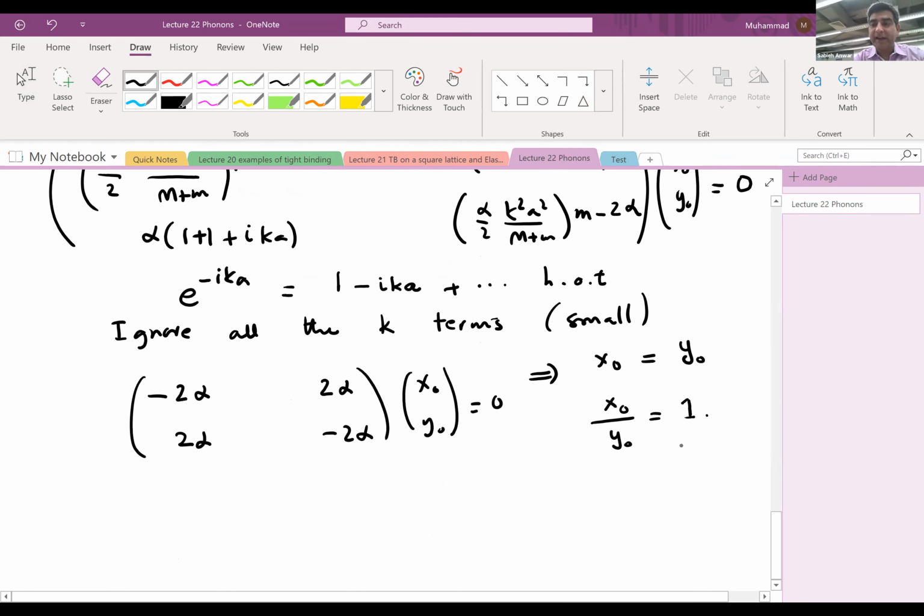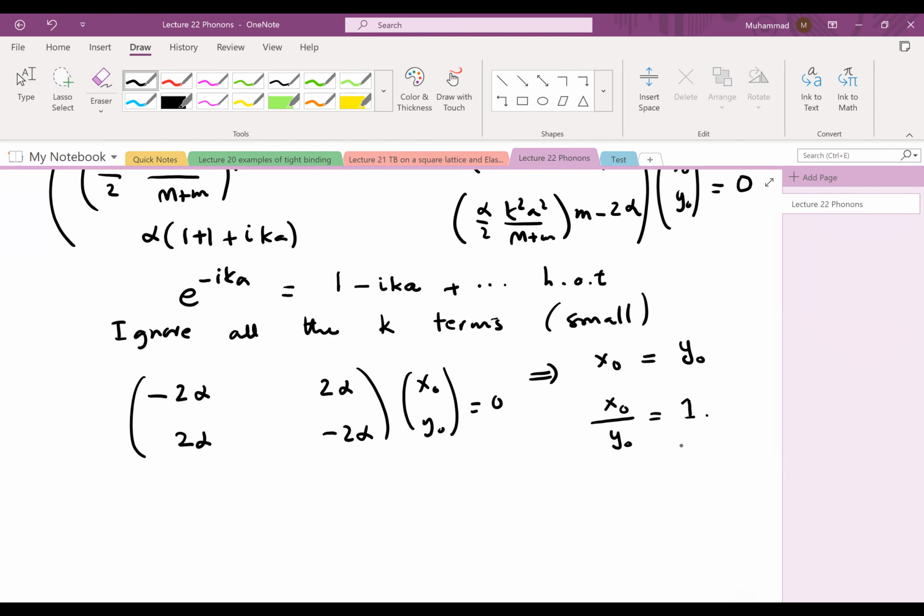So now I have x naught is the amplitude of oscillation of one kind of atom, and y naught is the amplitude of oscillation of the other kind of atom. And both of them are in phase. So the ratio is 1. If I allow oscillations and the two kinds of atoms are all going with the same amplitude and the same phase, what does this mean physically? What kind of picture does it conjure in our minds?